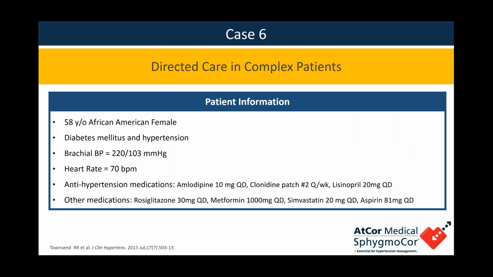This is a very complex case of a 58-year-old African-American woman who has both diabetes and hypertension and a significantly elevated brachial blood pressure, 220/103. I'm certain we can rely on that. And her heart rate is 70 on amlodipine 10, a clonidine patch once a week, Simcor 2 milligrams a day, and also taking diabetes medication as well as a statin appropriately and aspirin.